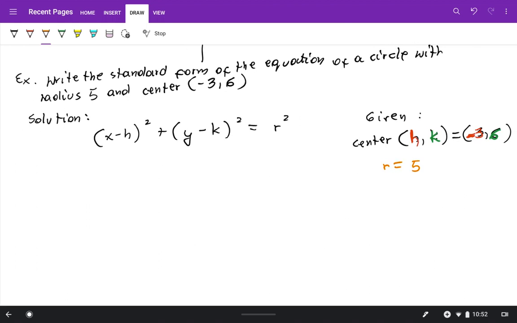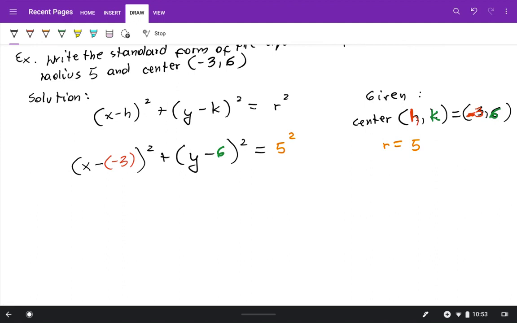So we're going to substitute. When you create the equation of the circle, of course, x and y are the only variables. Everything else has to be substituted. So we have x minus h. h is equal to -3. So I have x minus -3 squared plus y minus k. k is equal to 6, squared, equal to the radius squared, which is 5 squared.